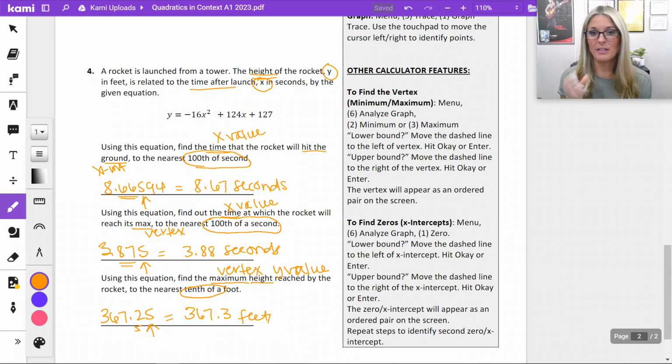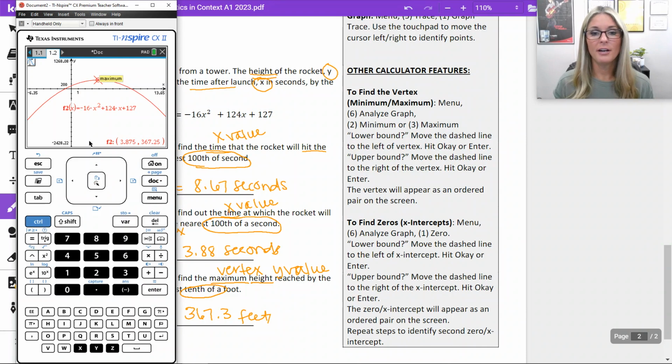Of course, you know Delta Math is very particular about the rounding, so make sure you're reading those questions completely. There are a couple other ways that you can use features on your calculator to find your vertex or your zeros. Instead of the trace tool, again, a lot of students just prefer that tool. It's really quick and easy most of the time to find the points that you need. So I'm going to hit escape to turn off that trace tool. Under the other calculator features, here's other ways you can find your vertex as a minimum or maximum.